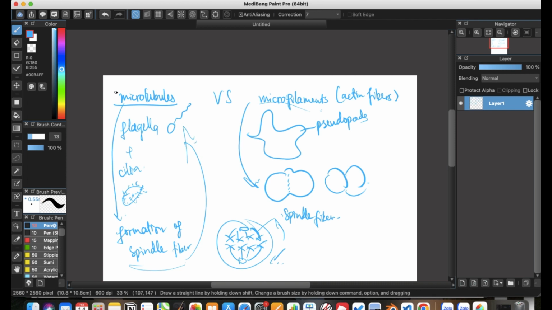So when you think of microtubules, you think of the hair of bacteria like the flagella and the cilia, and also the formation of spindle fibers, and that's it. Everything else has something to do with microfilaments, not these guys, right? Just remember to know the difference between these two kinds of fibers, because they can be really confusing.